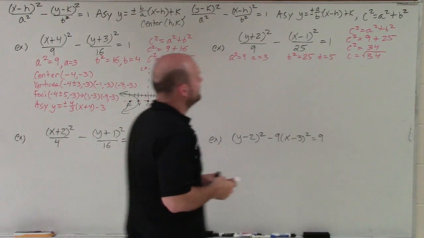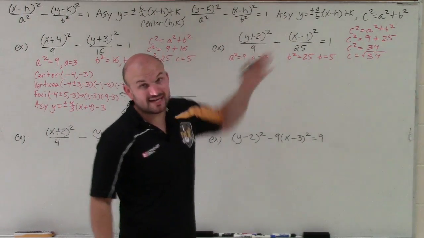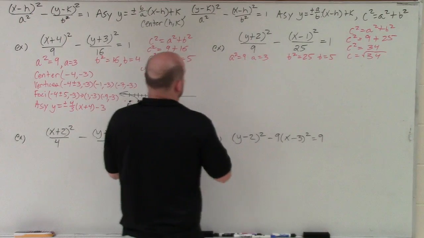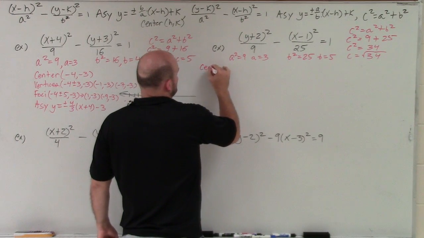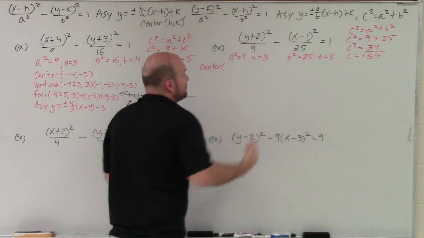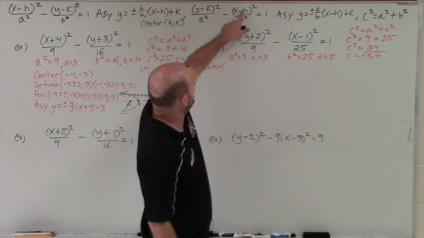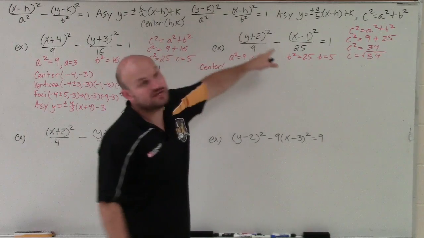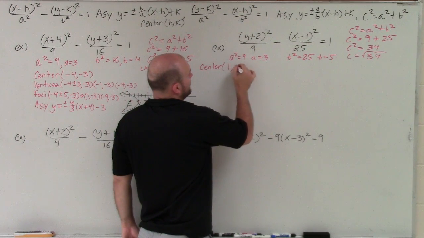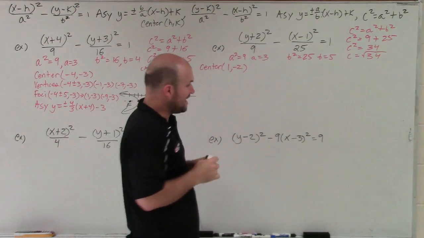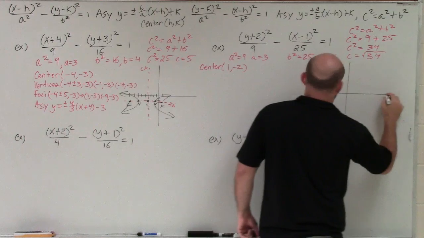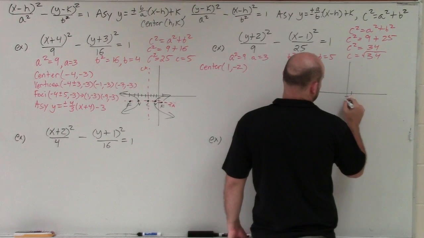OK. So now notice that my a is under my y, so that means I'm going to have a vertical transverse axis. So what I'll do is I'll just write over here, center. In this case is opposite h, opposite k. Now remember, it's not h and k. Remember, h is always with the x, y is always with the k. So it's going to be +1, -2. So to graph that, again, I'm going to go ahead and create a graph. And I'm going to go over 1, down 2.